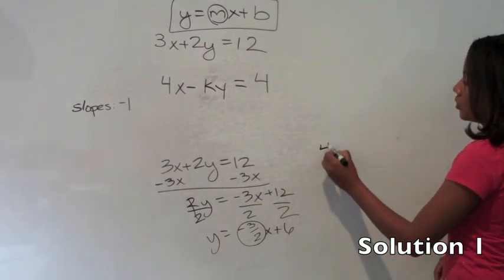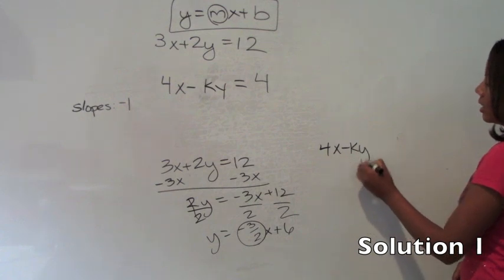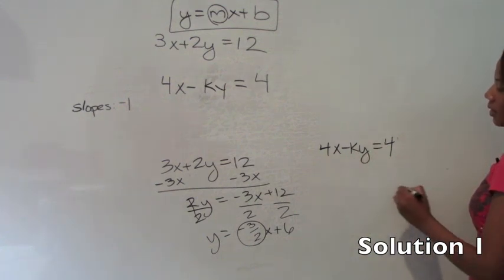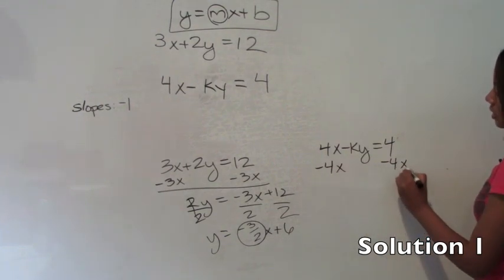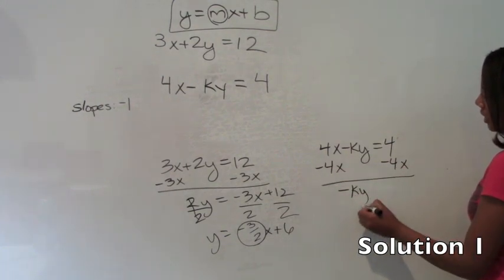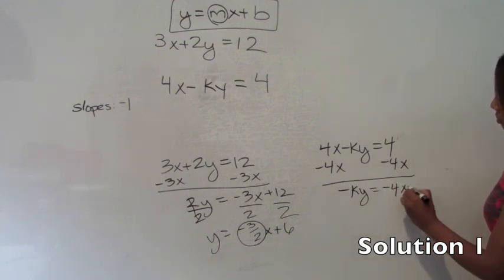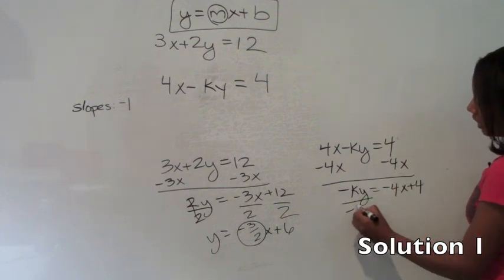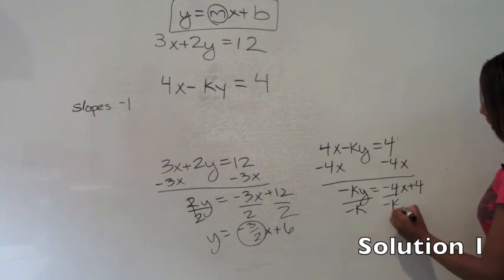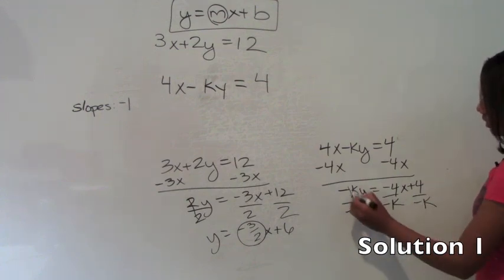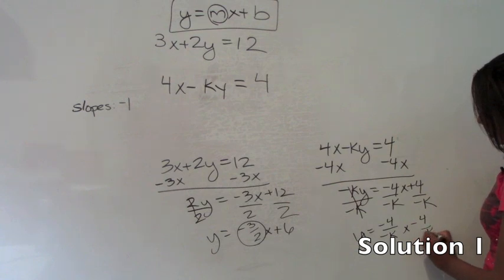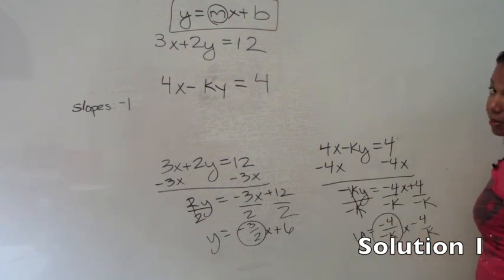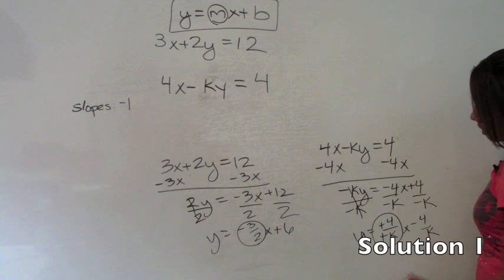Now I'm going to step over here and do the same for this second equation. Okay, so that is 4x minus ky equals 4. We're going to subtract 4x from both sides. We're going to get -ky equals -4x plus 4, and finally we'll divide through by -k to get the x by itself. Okay, now what we're interested in here is just this slope. Since we have a negative divided by a negative, that is just a positive.